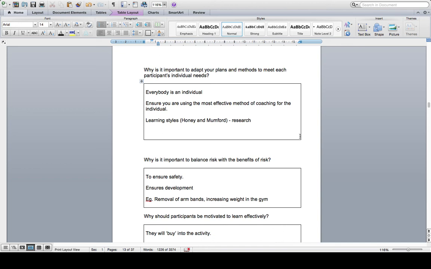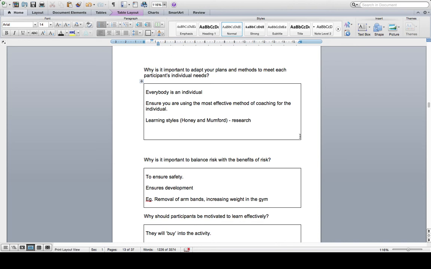Also, people take different amounts of time to pick up certain skills or techniques. And you, as a good coach, should always be aware of that and should be able to read the progress of an individual, their mannerisms and body language, and adapt your plans to suit that individual. Because the most important thing is that this person is first of all safe, but also is going to enjoy the session, and with enjoyment comes motivation. And if someone's motivated, then they're going to do effective learning and effective training.